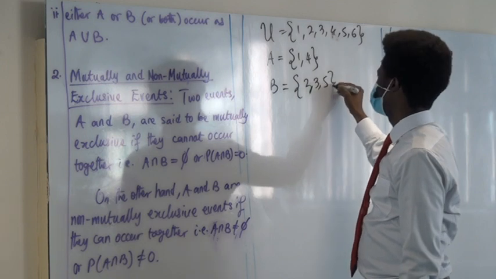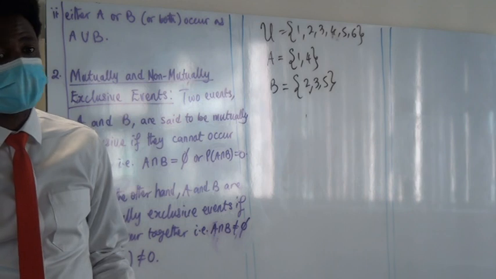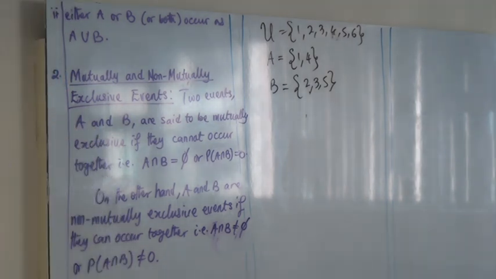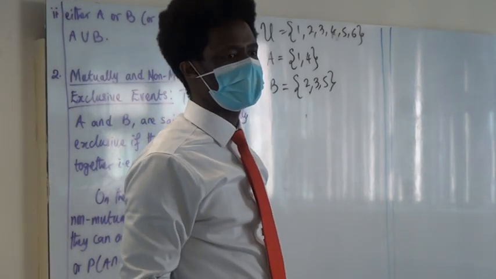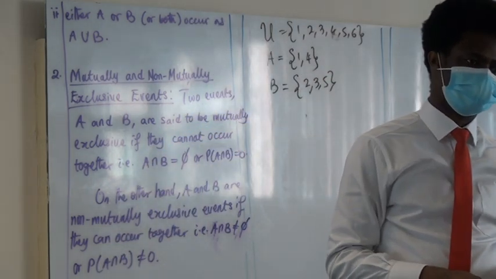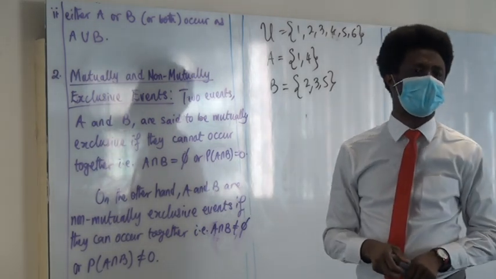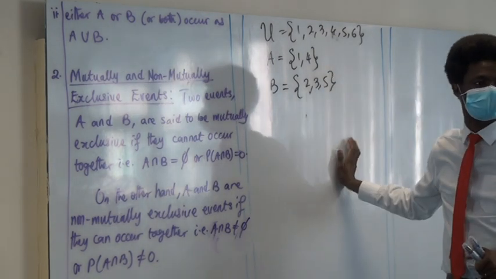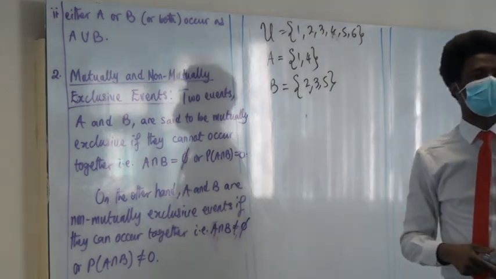Can these two events occur together? No. Okay? So if they don't overlap, let's put it that way, then they are mutually exclusive events. So that's why we say A intersection B is empty. Remember, this is also a set, which is a subset of this. Okay?